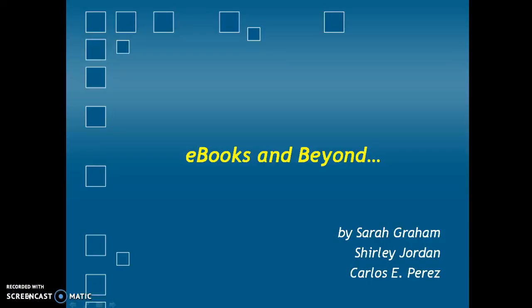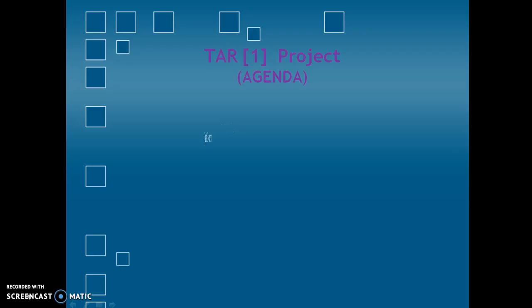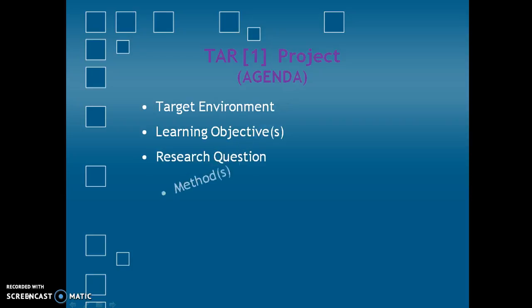Okay, today we'll talk about ebooks and beyond. Our agenda has been designed as a TAR project, an actual TAR project. So our first topic is the target environment, what our audience is. Then we'll talk about our learning objectives, our research question, then the methods of the project to collect the data, to do the actual experiment, then how we're going to assess those results obtained. That will be our rubric and the results, and we'll end up with a conclusion.